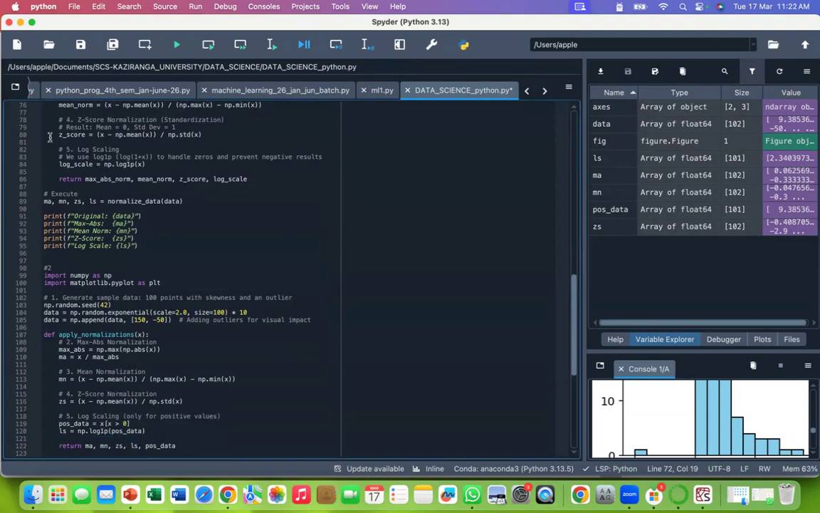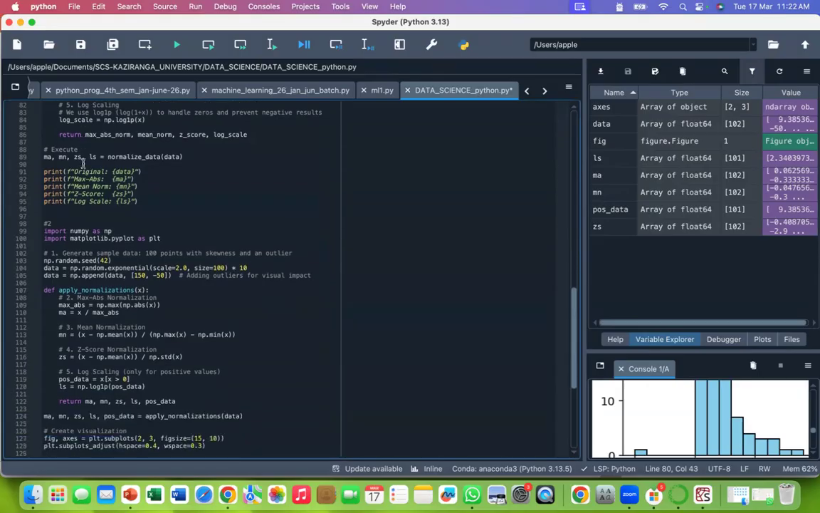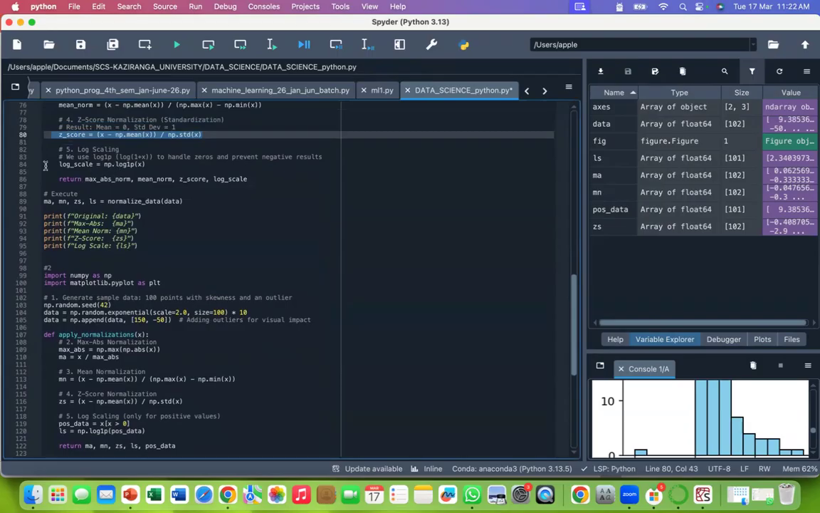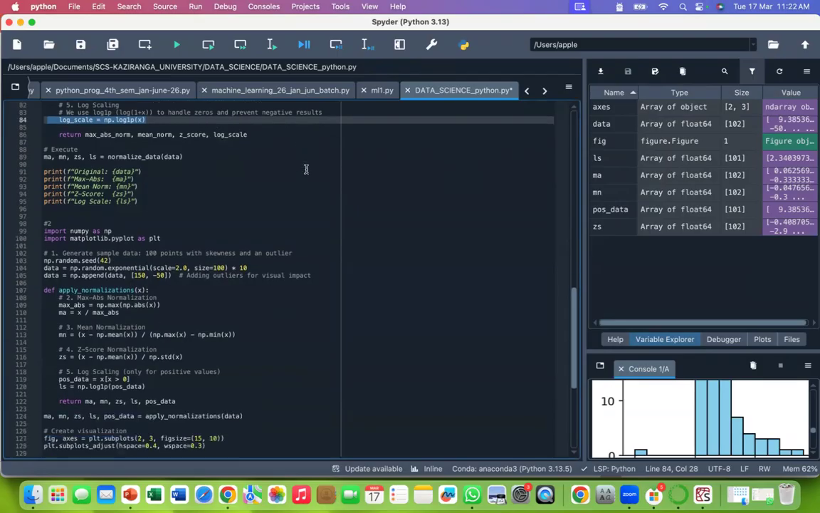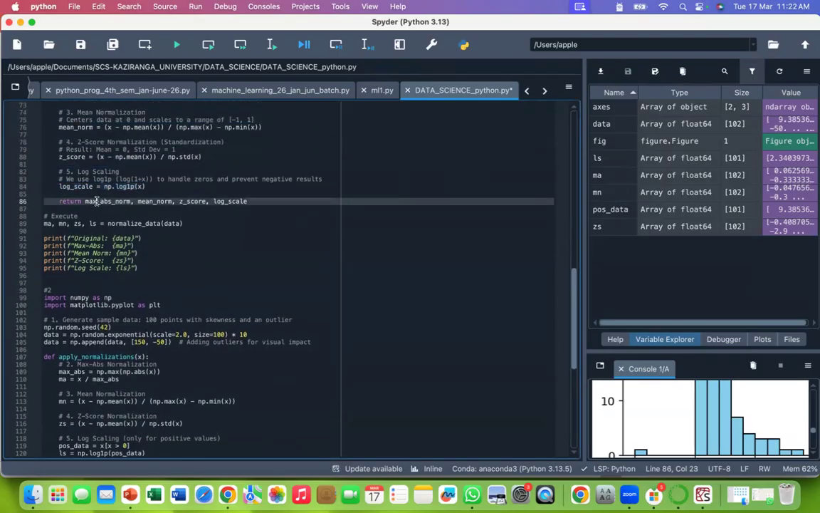Then Z-score we have just discussed. Z-score is equal to x minus np.mean(x) divided by np.std(x). Then log scaling, we just take the logarithm of the values. Log scale is equal to np.log1p, that is log of 1 plus x, to handle zeros and prevent negative results. Then return the max abs norm, mean norm, Z-score and log scale.